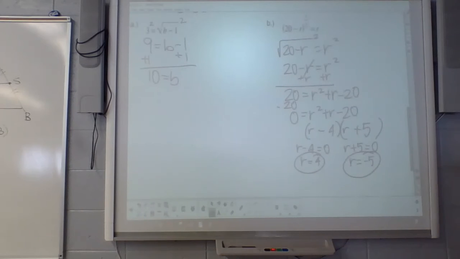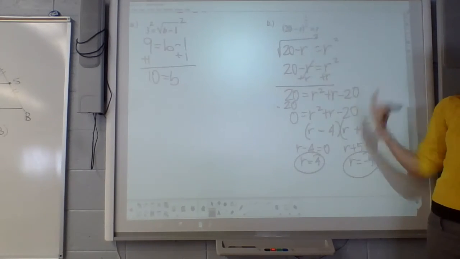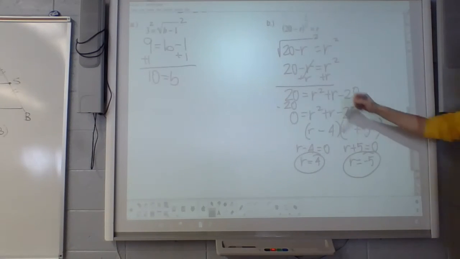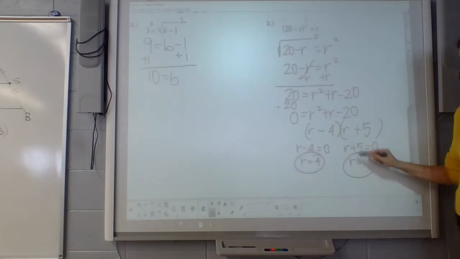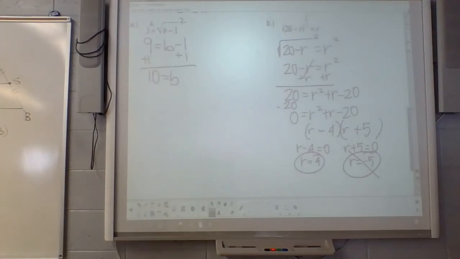This would be a great example of one that I probably want to check to make sure nothing crazy happened. And I actually think we end up throwing out the negative 5. So when I do this, 20 minus 4 is 16, square root of 16 is 4. 20 minus a negative 5 is 25. When I take the square root, it shouldn't be negative because we assume it's a positive square root. So we will cross that one out. A little bit tricky there. If you don't put a line through it, you're going to lose points.